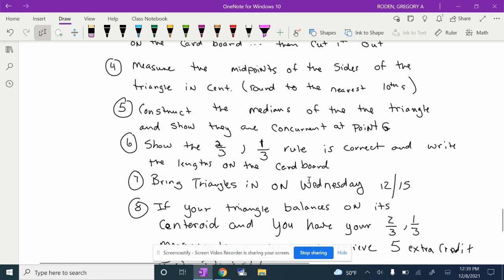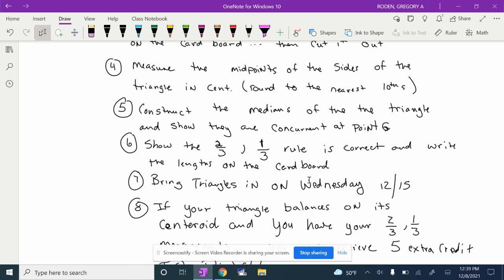You're going to show the 2/3, 1/3 rule is correct and write the lengths on the cardboard. So you're going to measure the entire length of the median, take 2/3 of that, and show that the 2/3, 1/3 rule actually works. If you have any questions about the 2/3, 1/3 rule or anything really, just let me know and I can explain that to you.